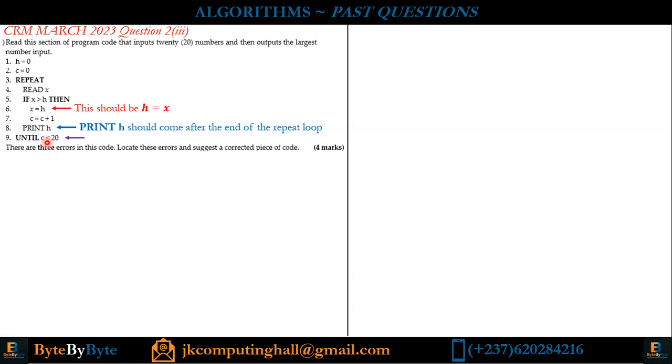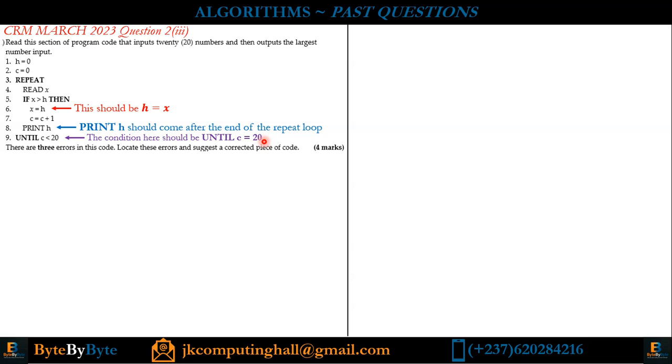When they say until c is less than 20, what do you mean? And c is equal to 0, when you repeat the first time, is c less than 20? Yes, because c becomes 1 here. Is 1 less than 20? Yes. So it means that this condition stipulates that we are going to enter only one number, which is wrong, because we are supposed to input 20 of them. So the condition here should be what? Until c is equal to 20.